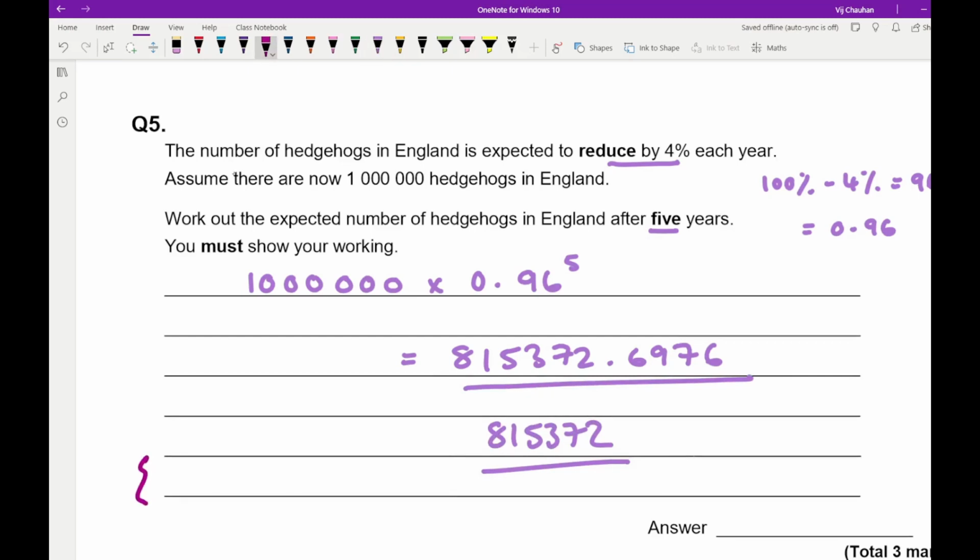Now in the mark scheme, they do accept any answer because of rounding. If you've done it more of taking 4%, working it out, then taking away that reduction, then taking away another 4%, and another 4%, they accept any answer between 800,000 and 820,000. So as long as your answer falls within that bracket, you get full marks, and that should be absolutely fine from there.